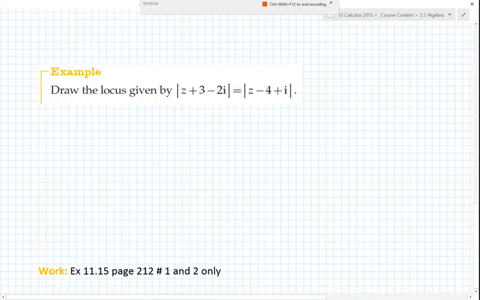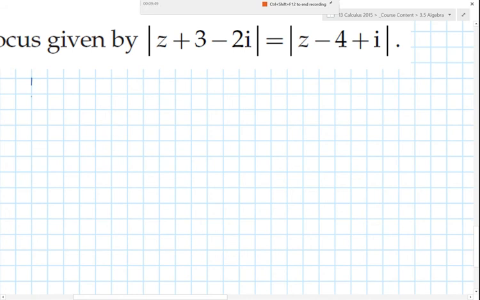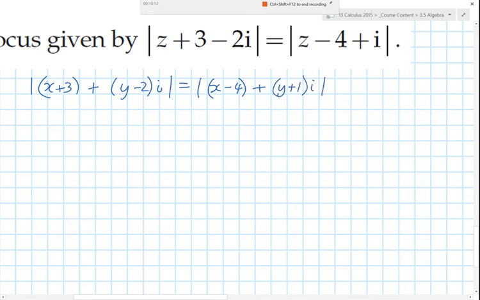Alright, so our last one here, we've got modulus on both sides, and so once again we'll group the real and imaginary parts together. So we'll write this as modulus of x plus 3 plus y minus 2i is equal to... we'll use the definition of modulus on both sides. So that gives us x plus 3 squared plus y minus 2 squared equals x minus 4 squared plus y plus 1 squared. So we actually have to expand these and get the equivalent on both sides.